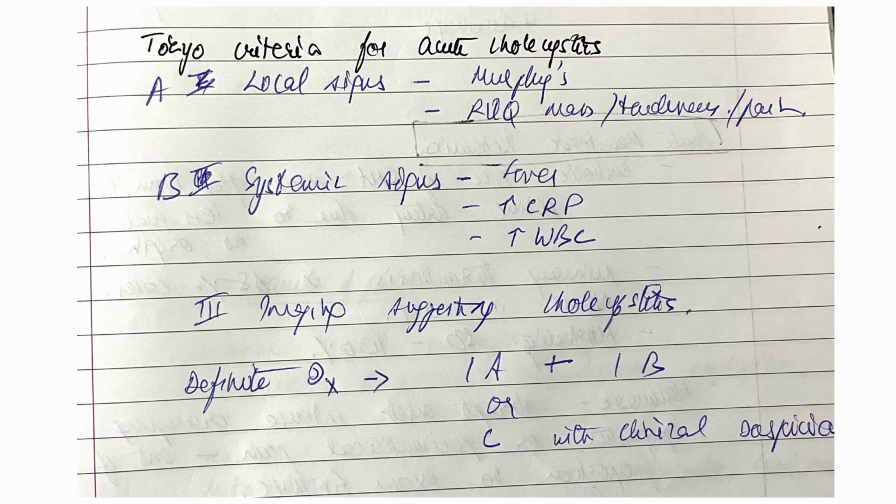The Tokyo criteria for acute cholecystitis: A, local signs; B, systemic signs. The local signs are Murphy's positive, right upper quadrant mass, tenderness or pain. And B, systemic signs are fever, increased CRP, increased WBC. And the third one is imaging suggestive of cholecystitis. That is, sorry, not 3, it's C. The definitive diagnosis is one of the A and one of the B, or C with a clinical suspicion of cholecystitis.